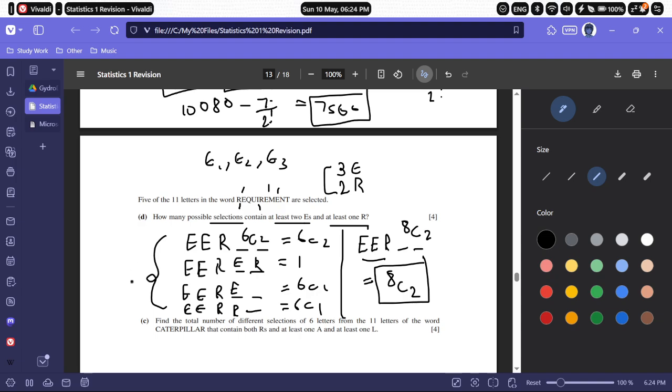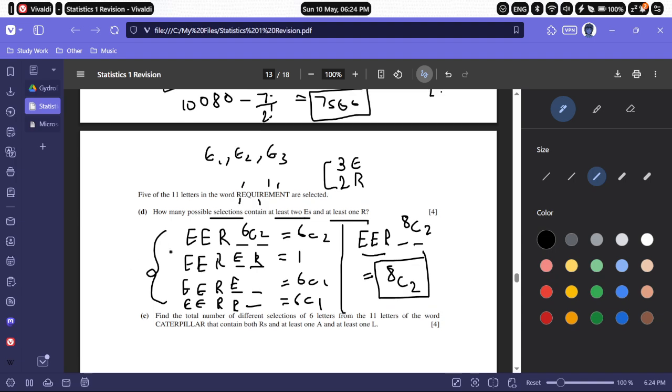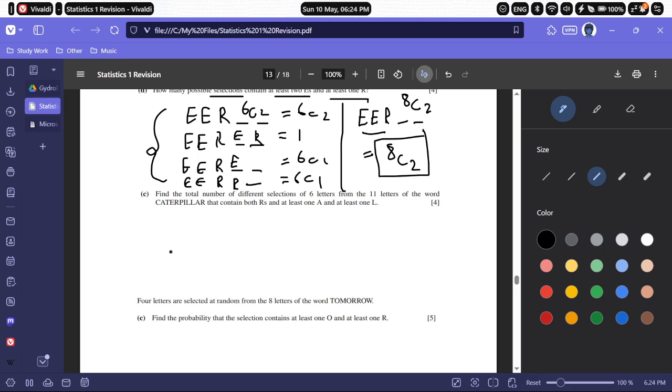Instead of writing 4 cases and maybe missing out on one, you could literally just do 8C2 and get 4 marks, which is hilarious or crazy. Anyway, moving on. Find the total number of different selections of 6 letters from the 11 letters of the word caterpillar that contain both R's, at least one A, at least one L.